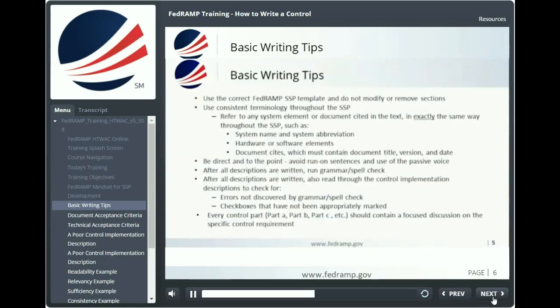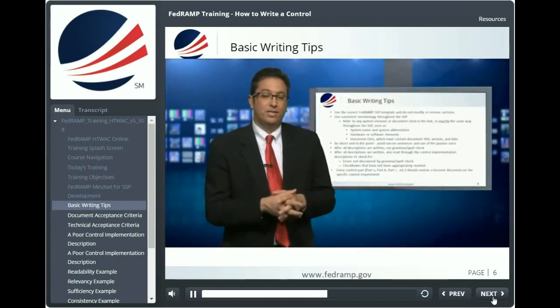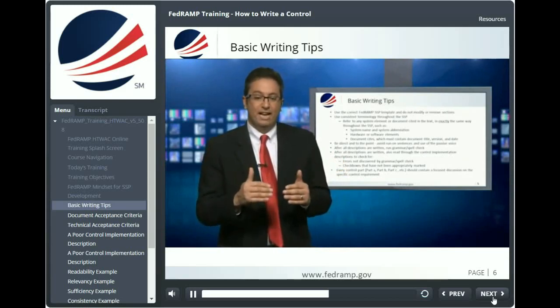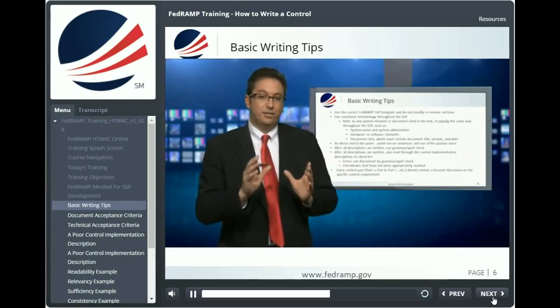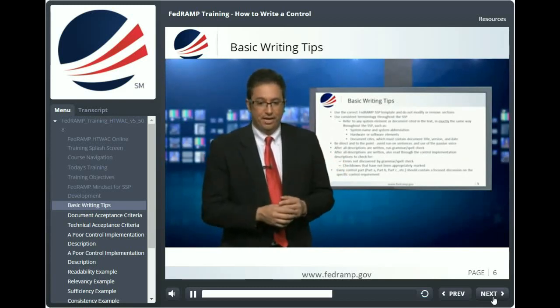So after all of your implementations are written, check for errors not covered by grammar and spell check, which I just mentioned, and make sure that the appropriate checkboxes are also checked off. You want to make sure that if something is corporate implemented or system specific, your checkboxes jive with what is being written in the implementation statement.